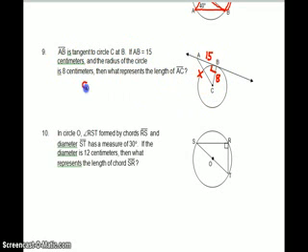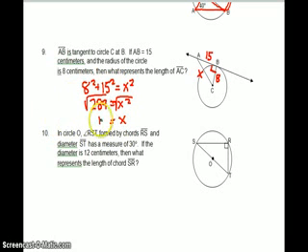So we'll do 8 squared plus 15 squared equals x squared. 8 squared plus 15 squared is 64 plus 225, which is 289, equals x squared. Square root both sides to find x. That gives us x equals 17. That's number 9.